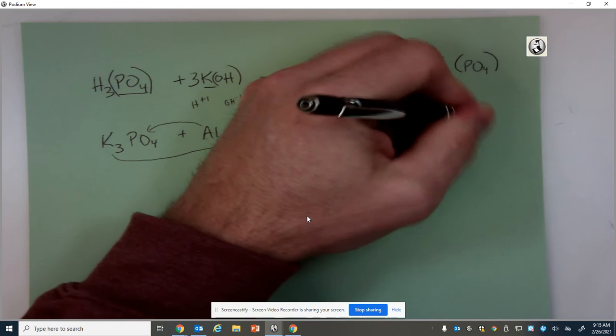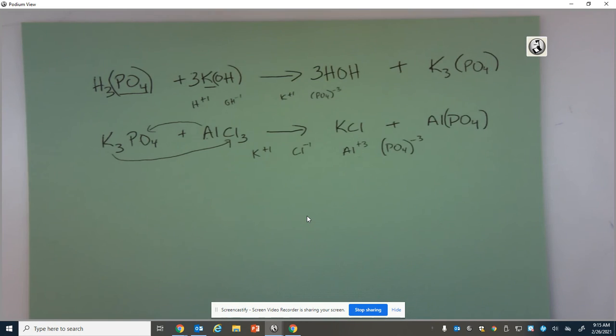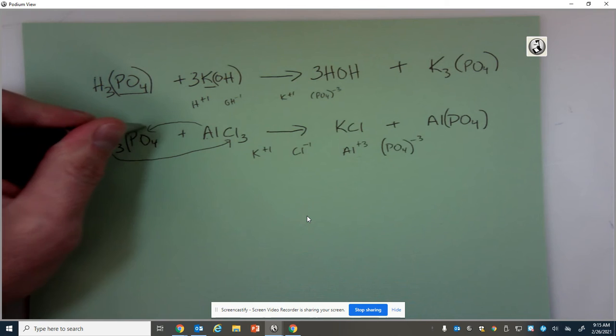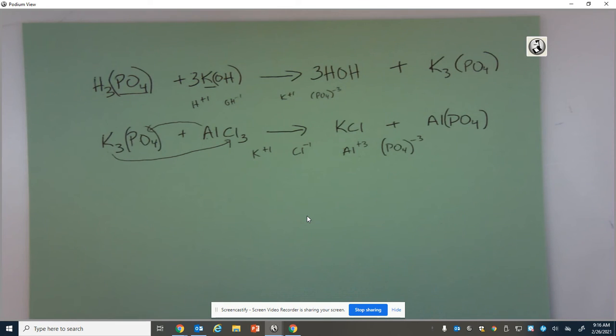Whether you put parentheses or not is up to you. I try to make sure that you guys do write parentheses around these. It makes it easier to see some things. Actually, it makes it easier to balance, I think.